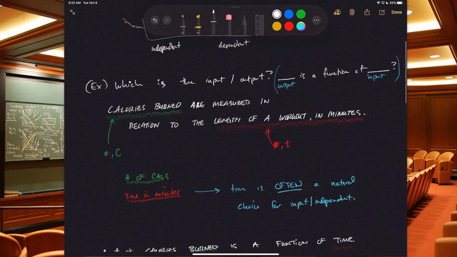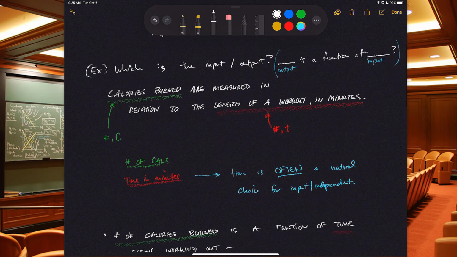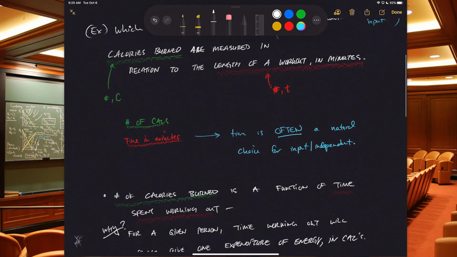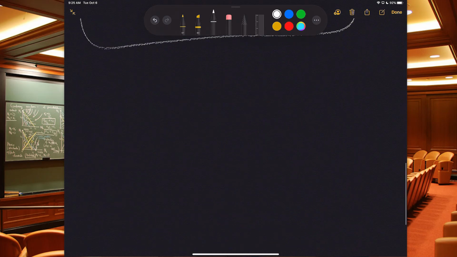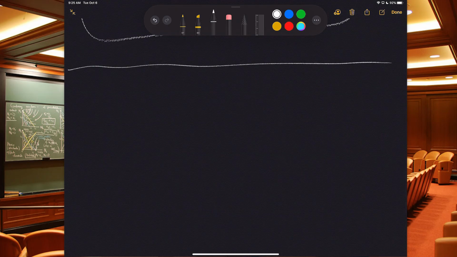So this is an example of how we would choose from a given description what would be input and what would be output. Time is a natural choice for input. It's not always the case. So I'll give you one more example of how I see that.